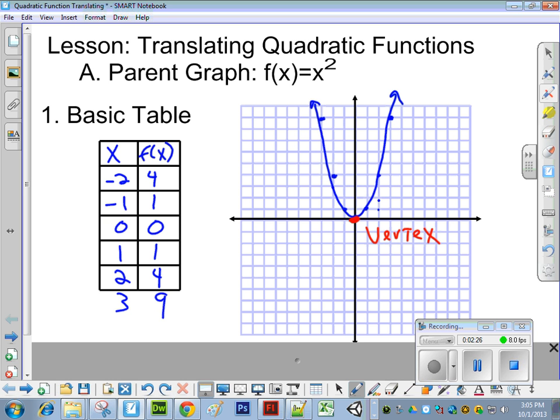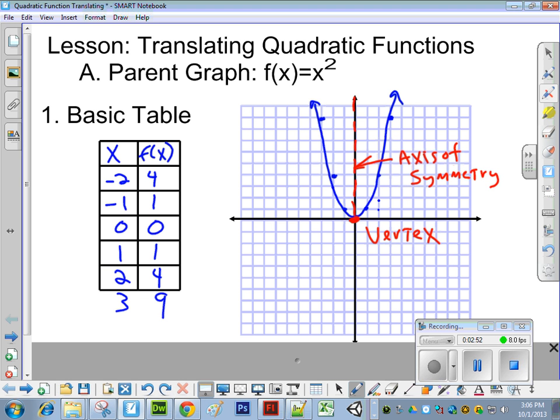Now you should notice that you have equal points on either end. So I'm going to put a dotted line or a dashed line that goes above that. That is known as the axis of symmetry. We can reflect one side off of the other.